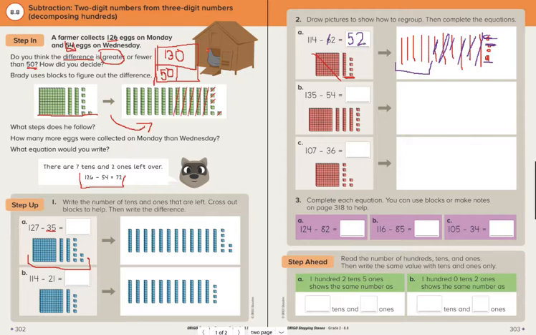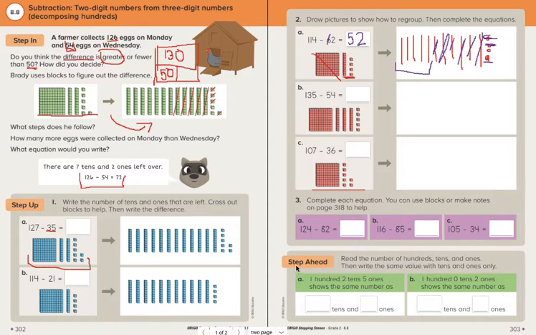Okay, number 3. Complete each equation. You can use blocks or make notes on page 318 to help. So this time, they keep taking a little bit away each time, don't they? This time they don't give you the blocks to start out with. But if you want to try it in your head, you can do that. Or if you want to write it down on page 318, you can do that too. 318 is just a blank piece of paper. You can rip it out even if you want and put it right next to your journal so that you can use that to draw just like you did up here. Okay?